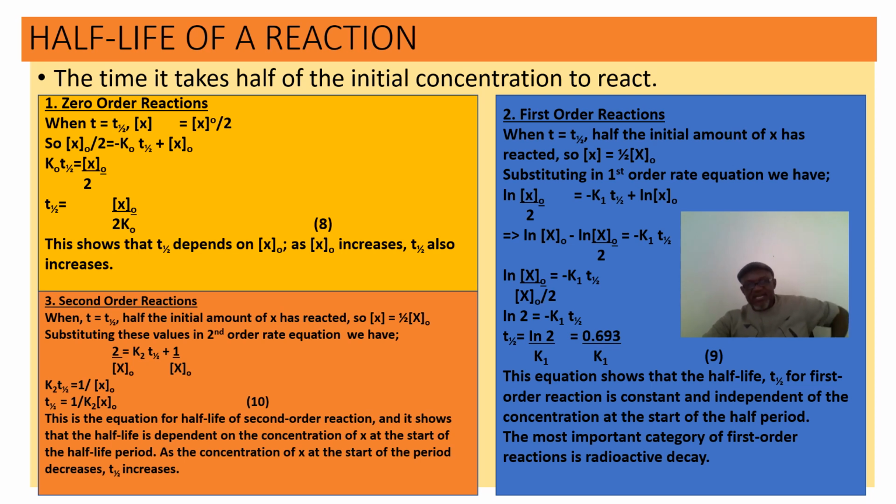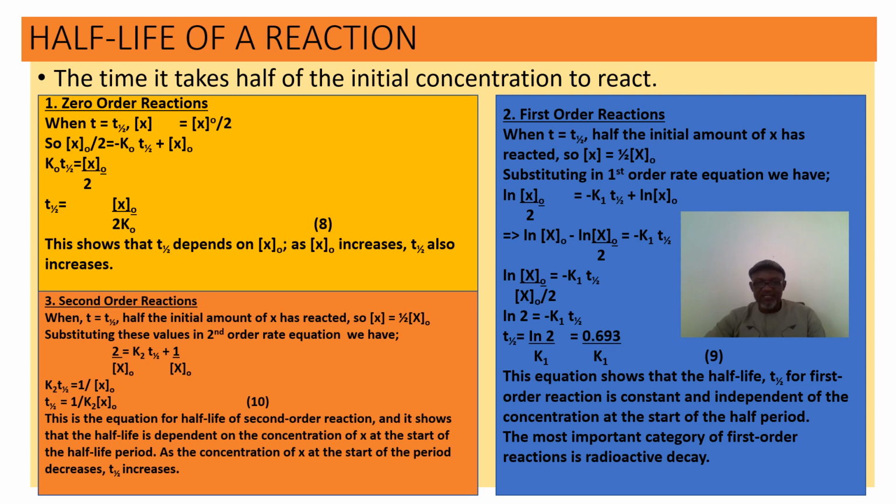Now, we'll go to first order reaction. We'll do the same thing. Substitute into our ln x is equal to minus k1 t plus ln x0. So now it becomes ln x0 over 2 is equal to minus k1 t half plus ln x0. We now simplify. And when we simplify, the x0 will cancel out. It will remain 2. So we have ln 2 is equal to minus k1 t half. So t half will be equal to ln 2 over k1. And ln 2, if you check your calculator, is 0.693.